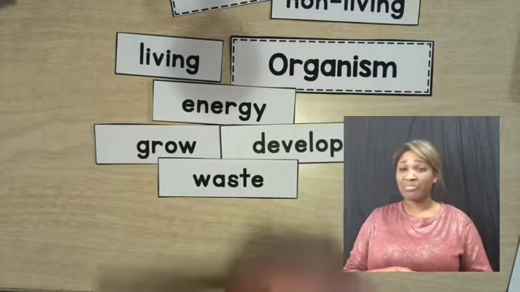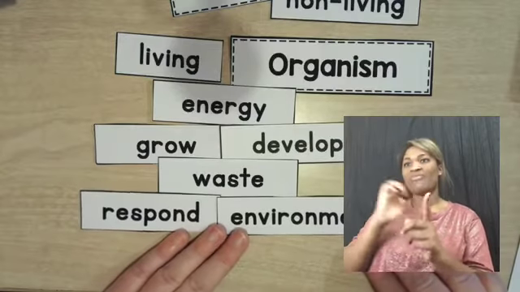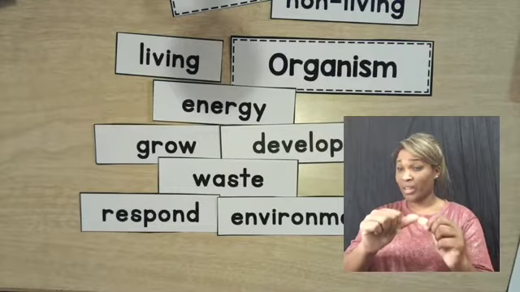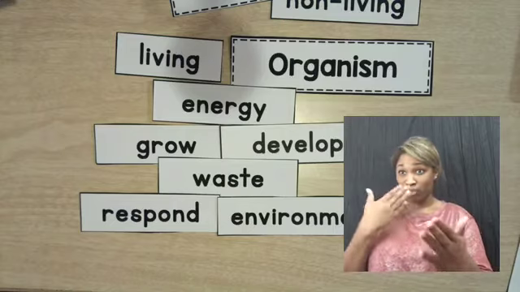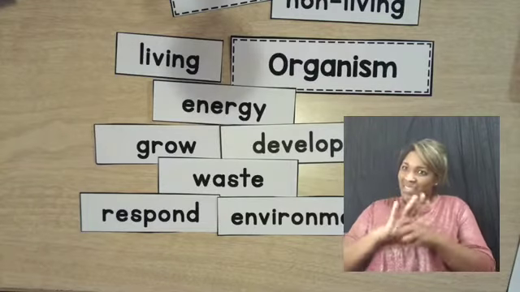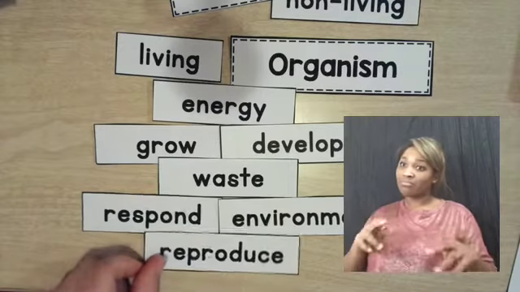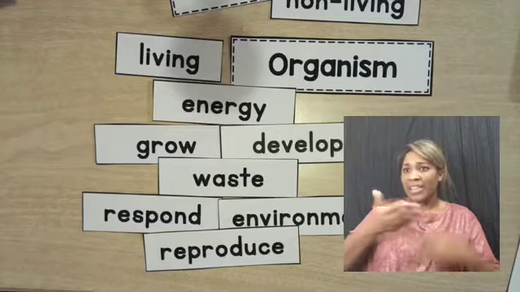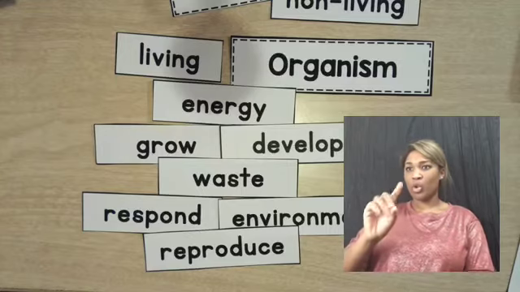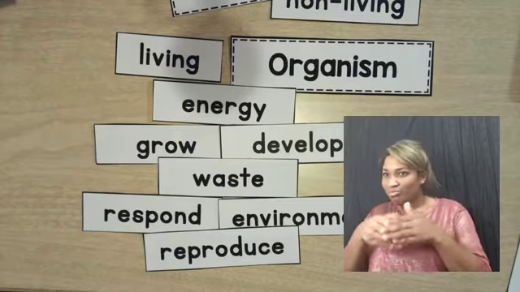Living things respond to their environment. The environment helps them to stay alive. So they can respond in a good way if it's a good environment. Maybe the sunlight is just enough to help them live. There are things in the environment that they need to stay alive, so they respond. And then finally, living things reproduce. That means they make more. So if you have a cat, maybe it reproduces and it has kittens. So reproduce means to make more of the same kind.